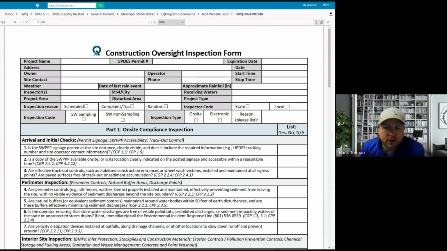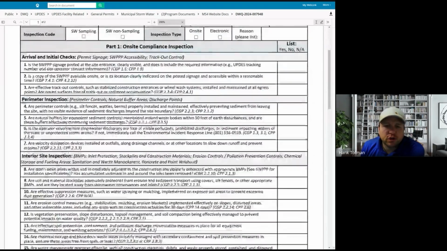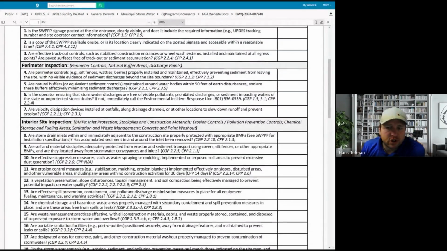The next section is the perimeter inspection. So they're looking for, are perimeter controls properly installed? So they're going to be going around the perimeter of the site. Now, keep in mind that the new CGP that came out in 2024 specifies that perimeter controls only need to be installed downslope from disturbed areas, or upslope if there is going to be water flowing onto the site from the upslope side, right? That could cause erosion. But for the most part, perimeter controls need to be only downslope. So that's what they're going to check for.